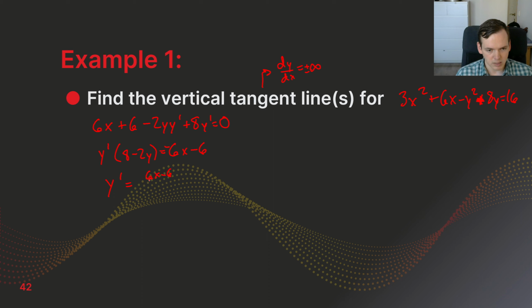y prime is equal to 6x plus 6 over 2y minus 8. And I just wanted to get rid of these negatives. That should be plus. So I just multiplied the top and bottom by negative 1.